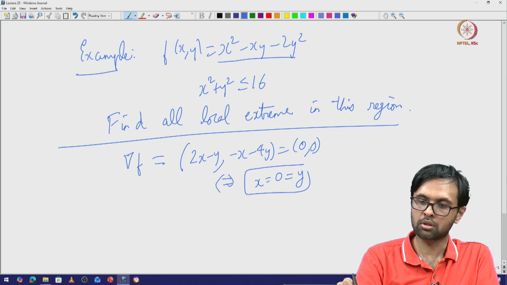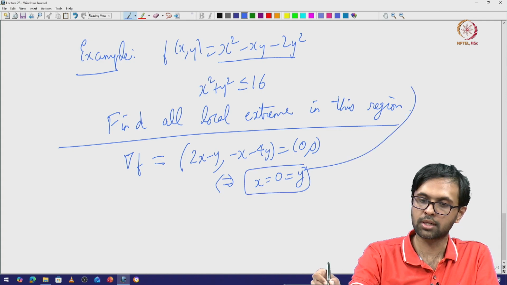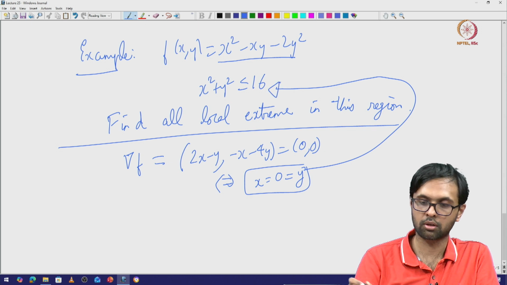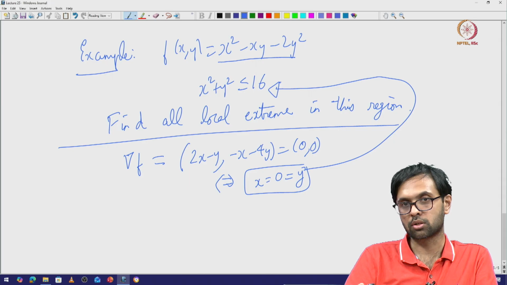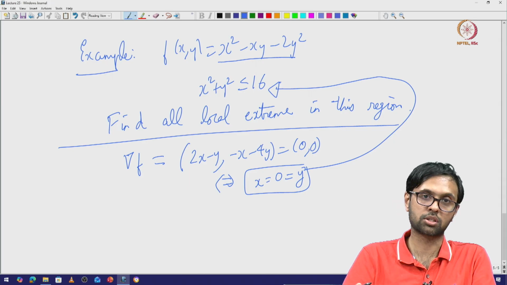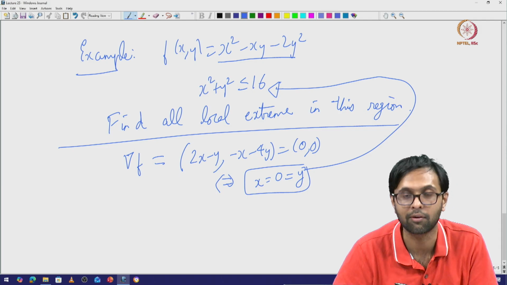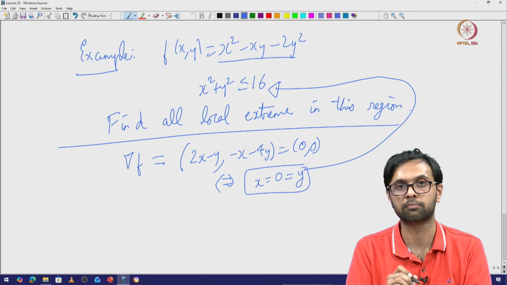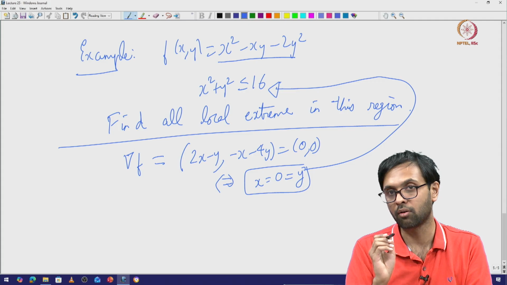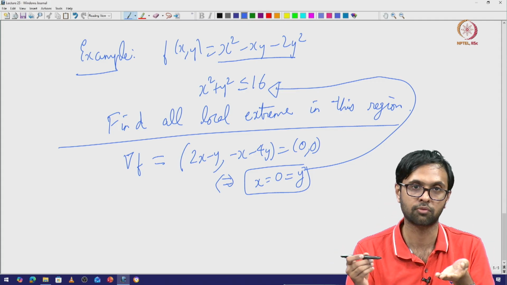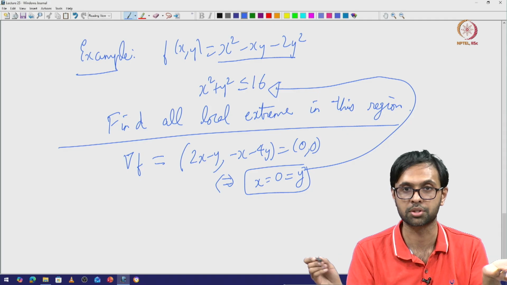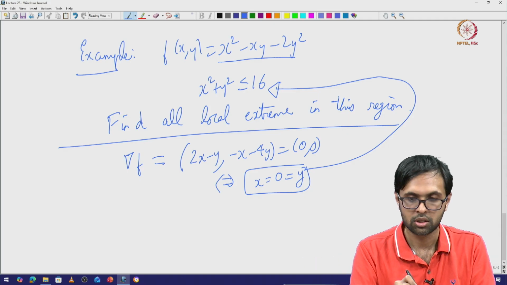So if you look at this point, this certainly lies in this region. Okay, so there is a critical point in this region. It may or may not be a local extremum, that we have to check using the second derivative test, but at least we have a critical point in this region. Okay, if I give you a different region such that the origin did not lie in that region, the answer for this question would have been no, there is no local extremum, right? So what's the Hessian?